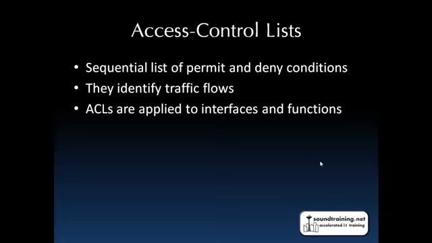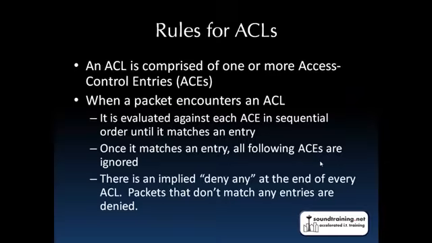And finally, access control lists are applied to interfaces and functions. So you create the list, but it's just floating around out there not doing anything until you apply it to an interface. So I'm going to say I want to restrict certain types of traffic coming inbound on, say, the outside interface, or I only want to allow this particular traffic flow across, say, a VPN tunnel.